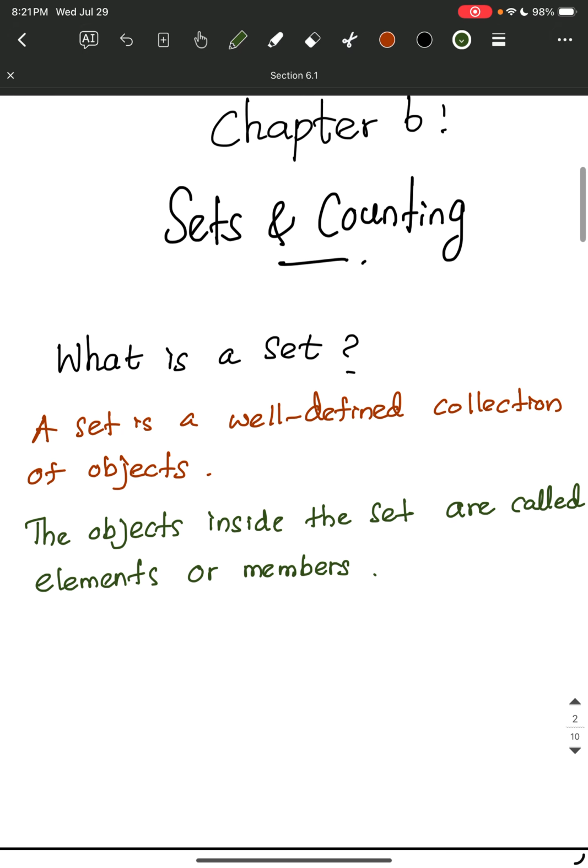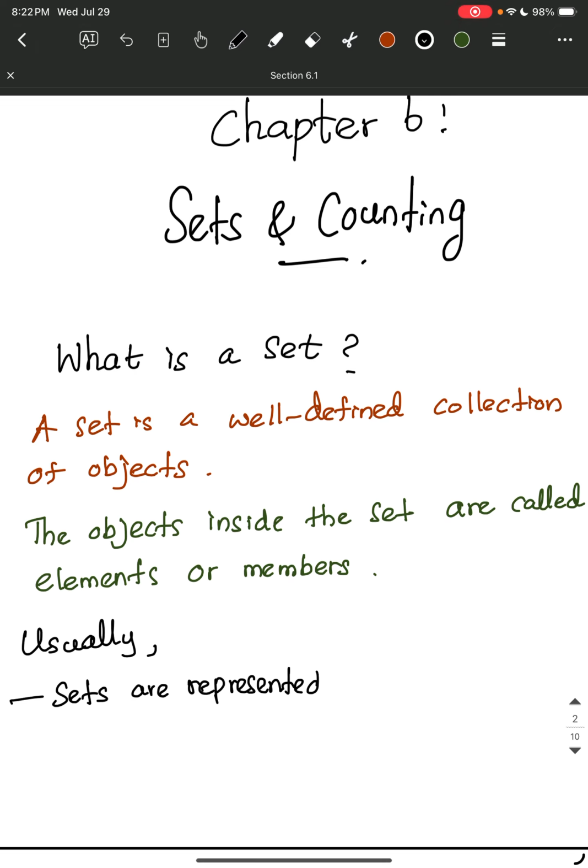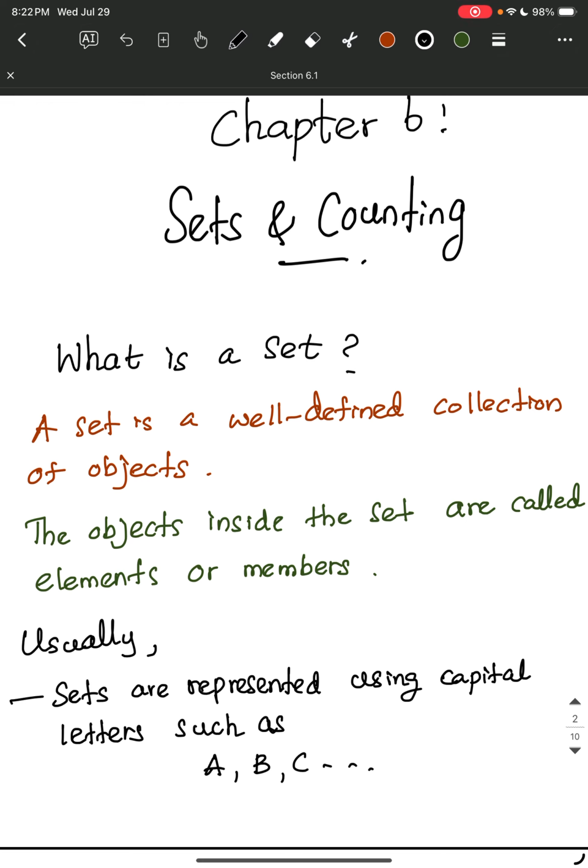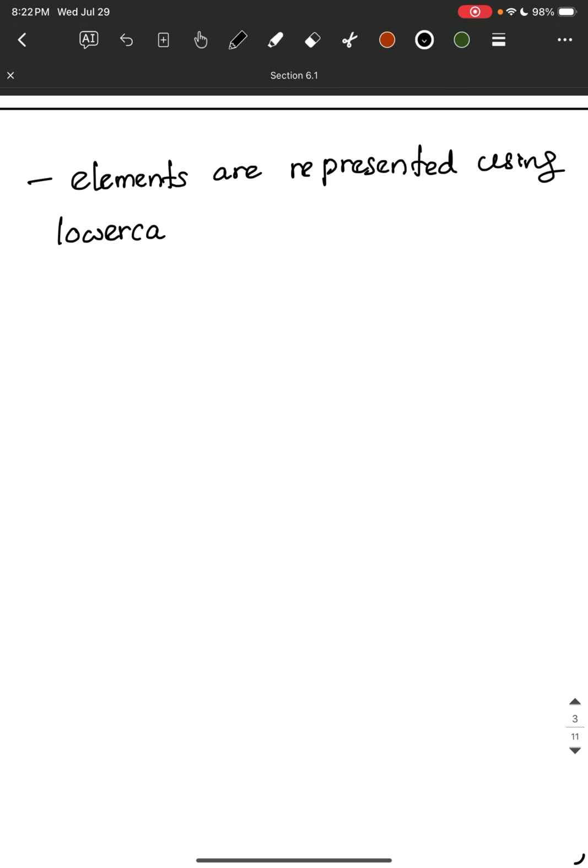Usually, sets are represented using capital letters such as A, B, C, uppercase letters. Also, elements are represented using lowercase letters like a, b, c, and so on.